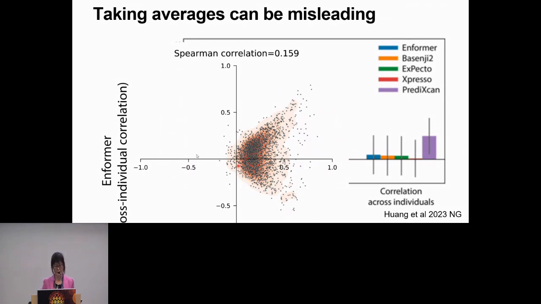So the x-axis here is the PredictScan performance. You can see PredictScan is doing very well compared to this, but it's really not a fair comparison because PredictScan is trained to maximize this correlation, whereas these other methods are trained to maximize something completely different. But it was good press for us to have PredictScan be better than the others.